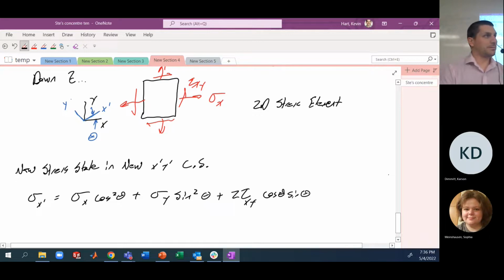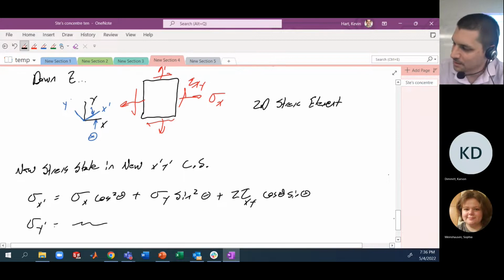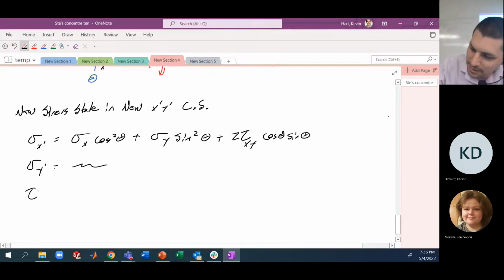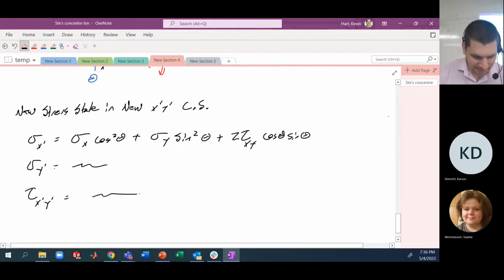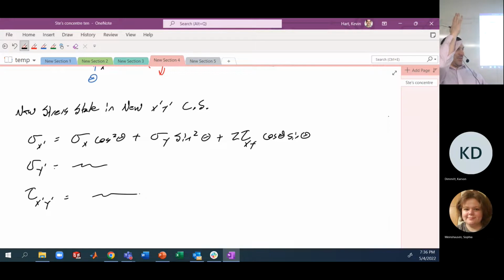We have alternate equations too for sigma y prime, slightly different, and also tau x prime y prime. You got some equations there in your equation sheet, but we derived them all using that 2D stress element and slicing through it and doing an equilibrium balance. Okay, so we have all these transformations that get us from some slices that we made to other slices that we might make. Just like that, right? Okay. And they look like this.